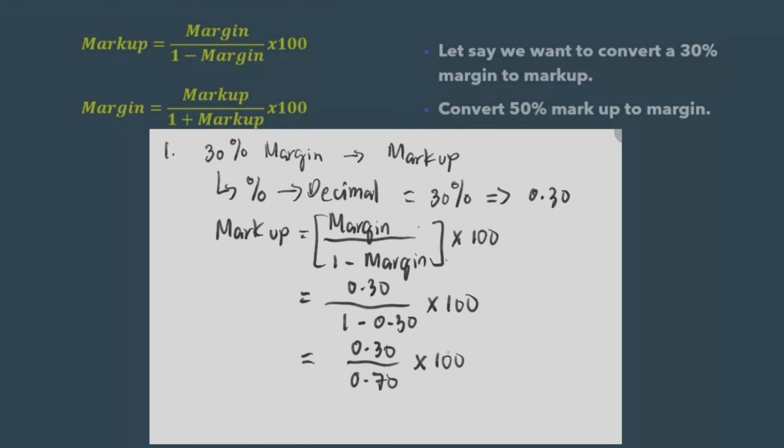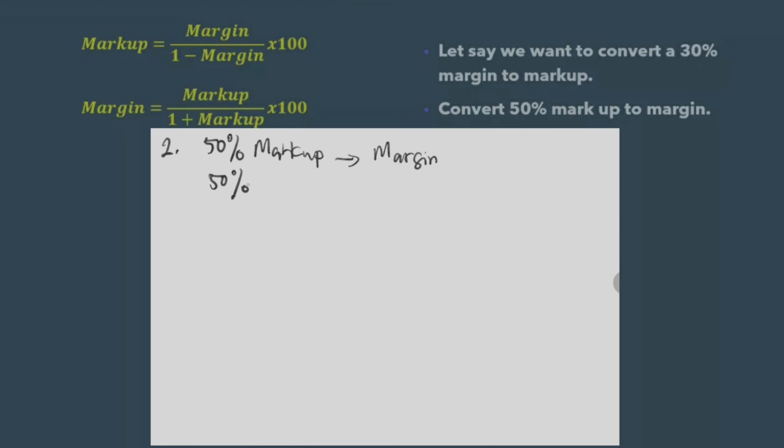Let's have number 2. We are going to convert 50% markup to margin. So let's do it. Okay, so let's have example number 2. We have 50% markup and this would be converted to margin. Okay, so the first thing you have to do is you have to convert the percentage to decimal. So the equivalent decimal form of 50% is 0.50.